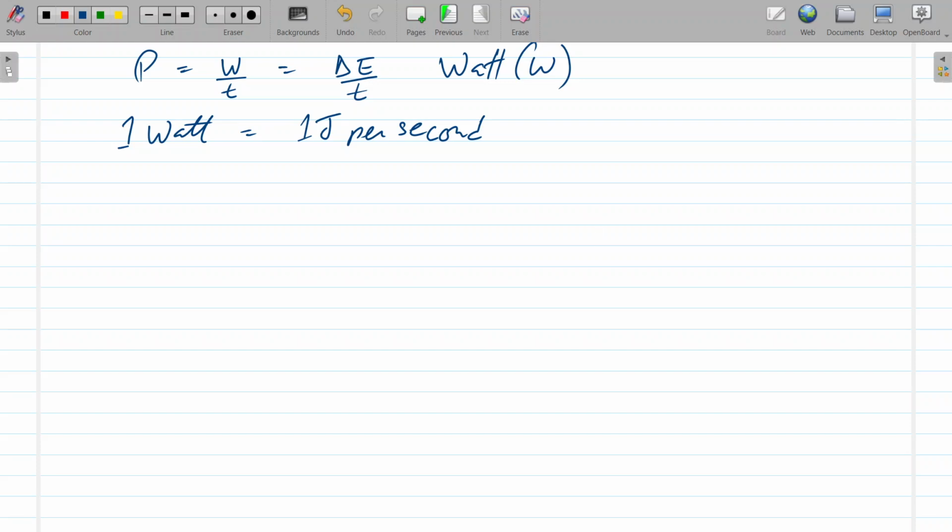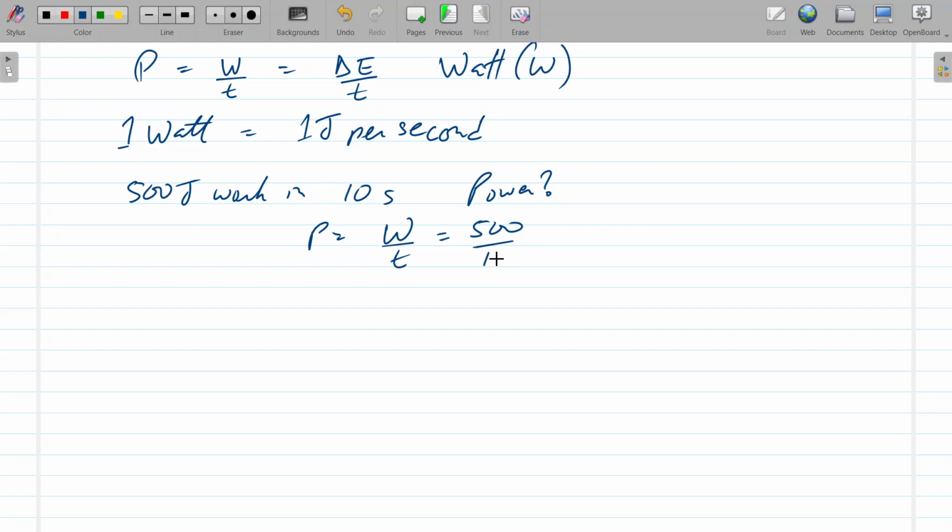A simple example for this is, if a machine does 500 joules of work in 10 seconds, what is the power? So P equals work upon time equals 500 upon 10, which comes up to 50 watts.